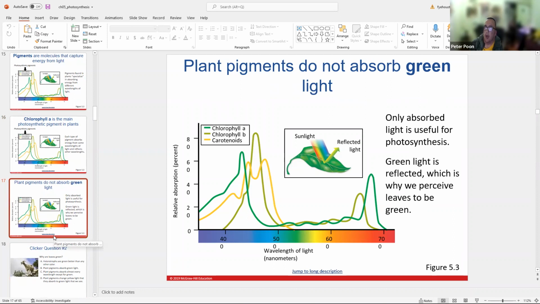The only absorbed light is useful for photosynthesis. Green light is not absorbed; it is reflected. So shining a green light on a plant, for example, won't let the plant grow at all.